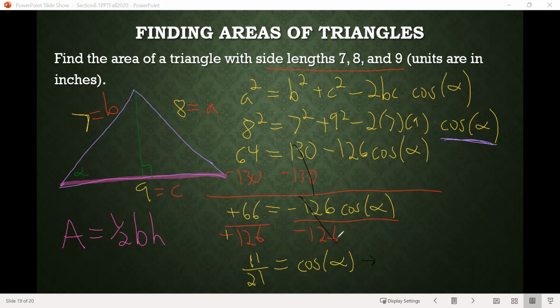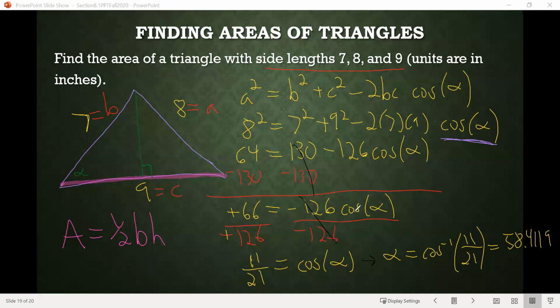So we have cosine of alpha equals that, so to find alpha, we can do inverse cosine of 11 over 21, which if we plug that into our calculators, then we'll get 58.4119. Okay, and that will be the measure of angle alpha over here. 58.411. All right, and then we can go about using that to help us find the height.